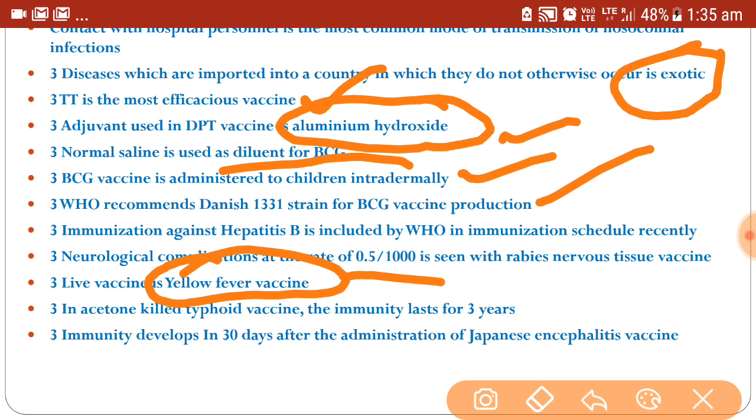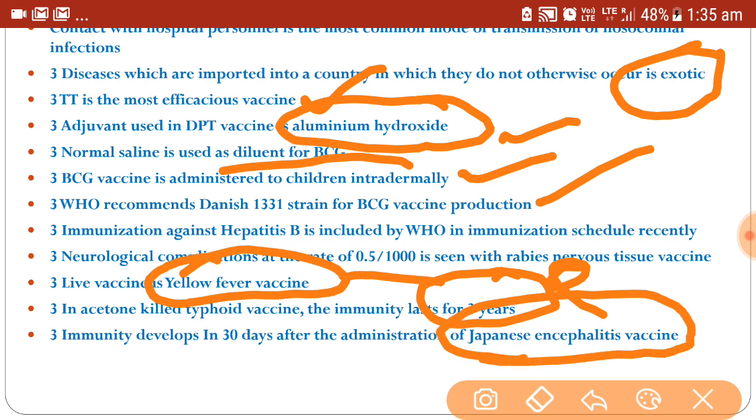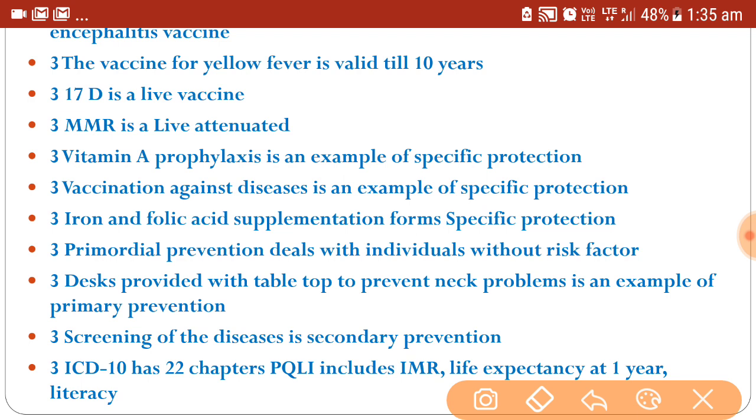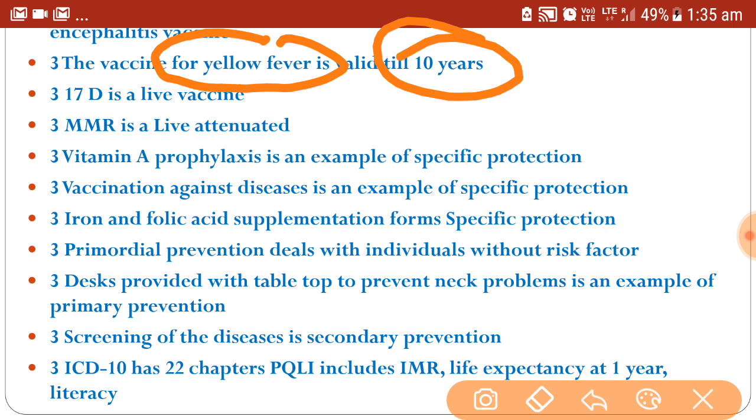Acetone killed typhoid vaccine: immunity lasts for 3 years. Immunity develops in 30 days after the administration of JE vaccine. That means if someone asks you, in JE, the immunity develops after how many days of its vaccination? It is 30 days. Okay. Now, yellow fever vaccine is valid for how many years? Answer is 10 years. 17D is a live vaccine.